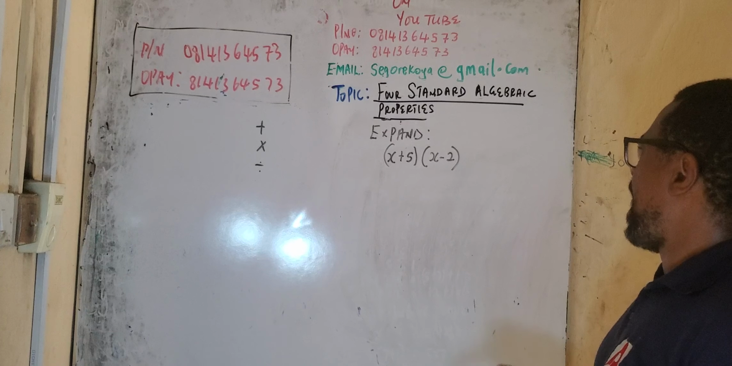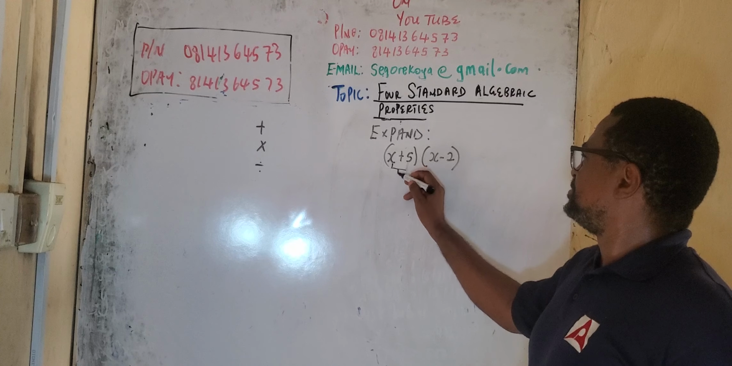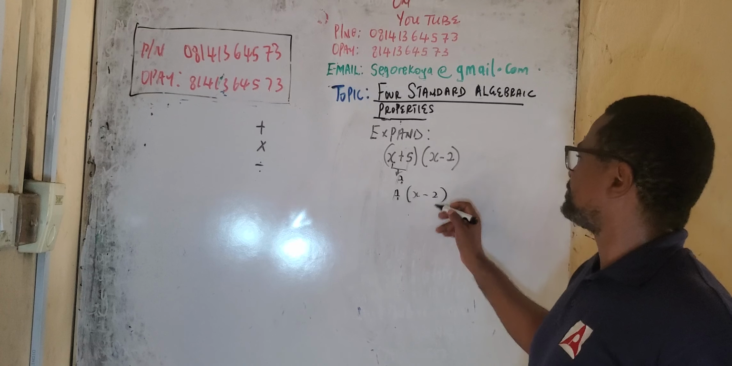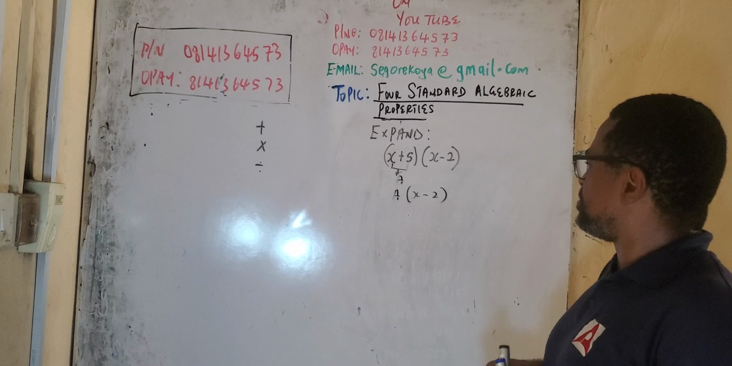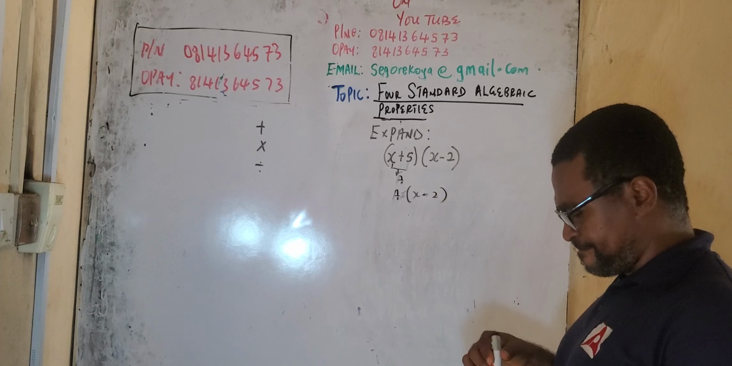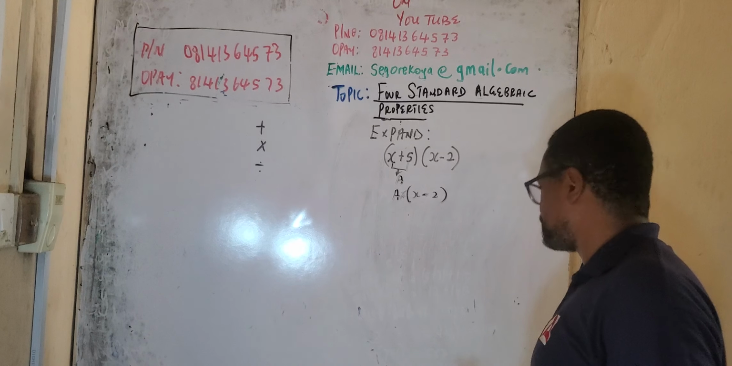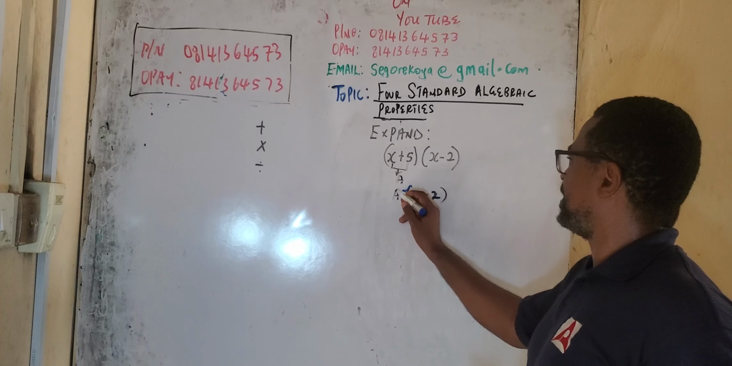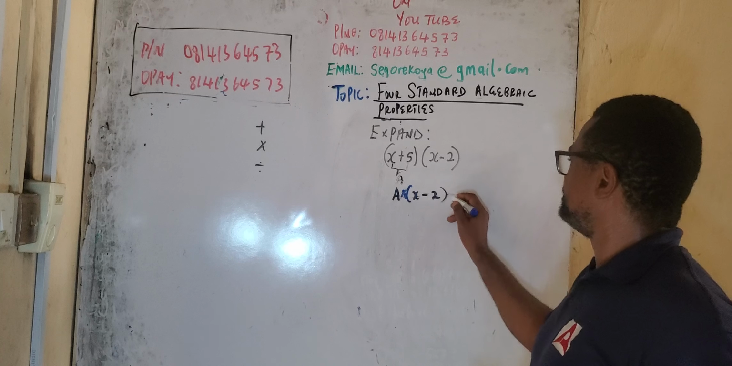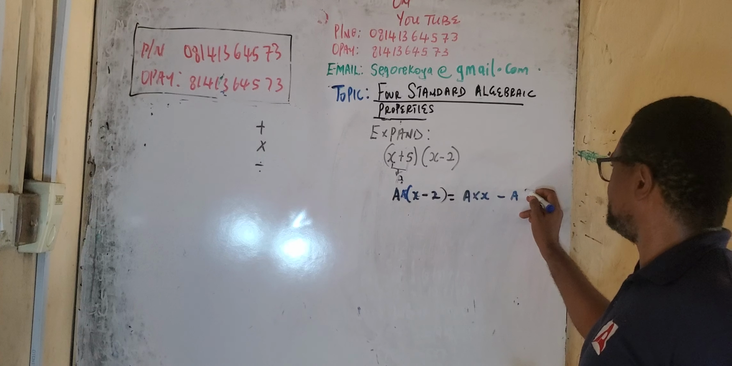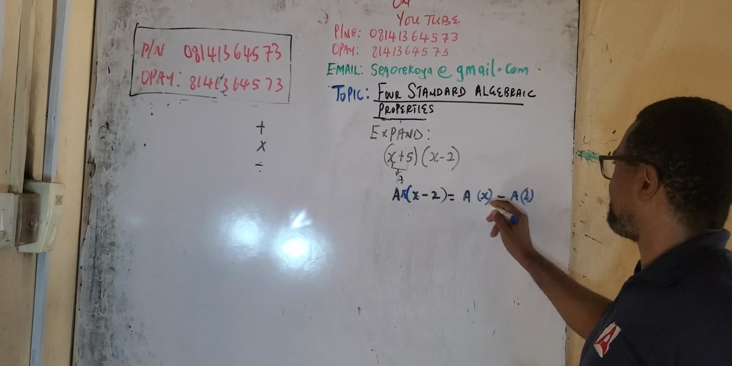Now this x plus 5, let me assume it gives me A. So I can now have A bracket x minus 2. So this is multiplication. So this particular property will be distributed over subtraction here. So I'm going to have A times x minus A times 2. So let me put brackets as my multiplication here.